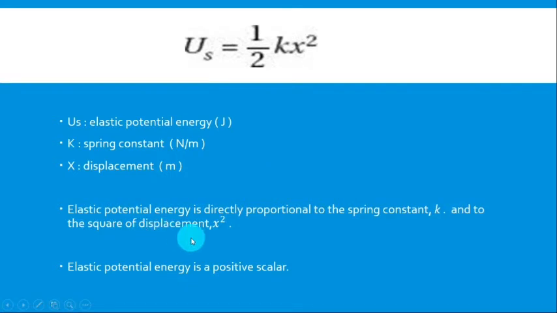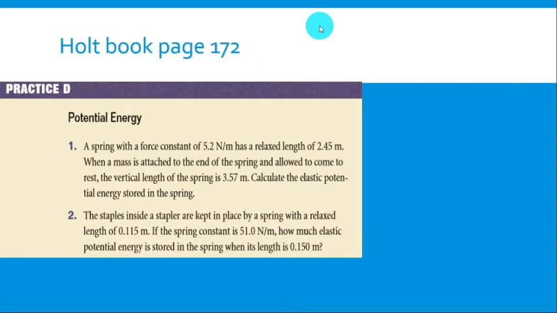Elastic potential energy is directly proportional to the spring constant and to the square of displacement. Elastic potential energy is a positive scalar. Okay, always the answer here will be positive because K, the spring, is a positive constant, and here we have a square, so always the magnitudes here are positive. Let's solve an example to find elastic potential energy.